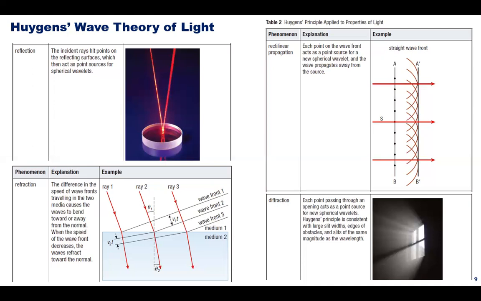Okay, third, reflection. This can be explained in that the incident ray hits points on the reflecting surfaces, which then act as point sources for spherical wavelets. Last, refraction. The difference in the speed of wavefronts traveling in the two media causes a wave to bend towards or away from the normal, which is shown here in the bottom left. When the speed of the wavefront decreases, the wave refracts towards the normal.